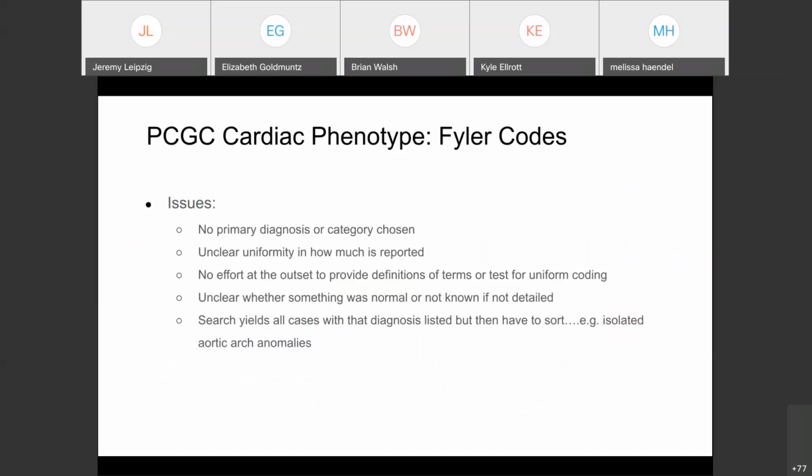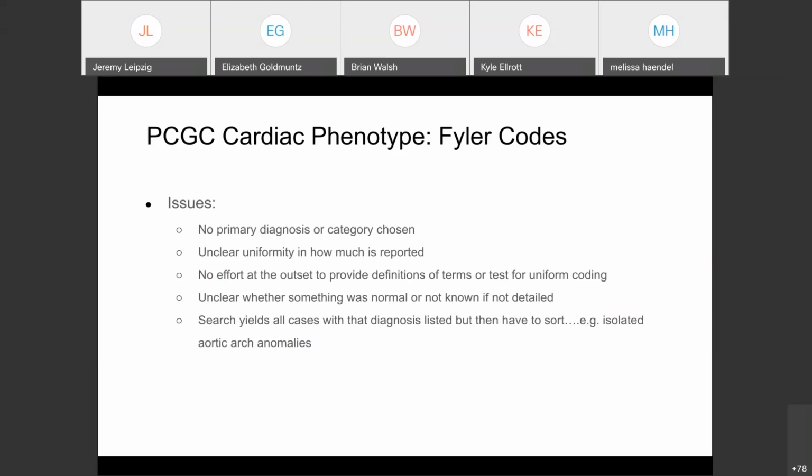So my personal questions about using Fyler codes, or the way that we've done it: we have all the detail there, and that's really good. But I'm not sure how consistent it was between groups. There was no categorization in that way, so you could search for everything, but you'd get everything. And it wasn't categorized by primary diagnosis or a superseding category that was assigned later.